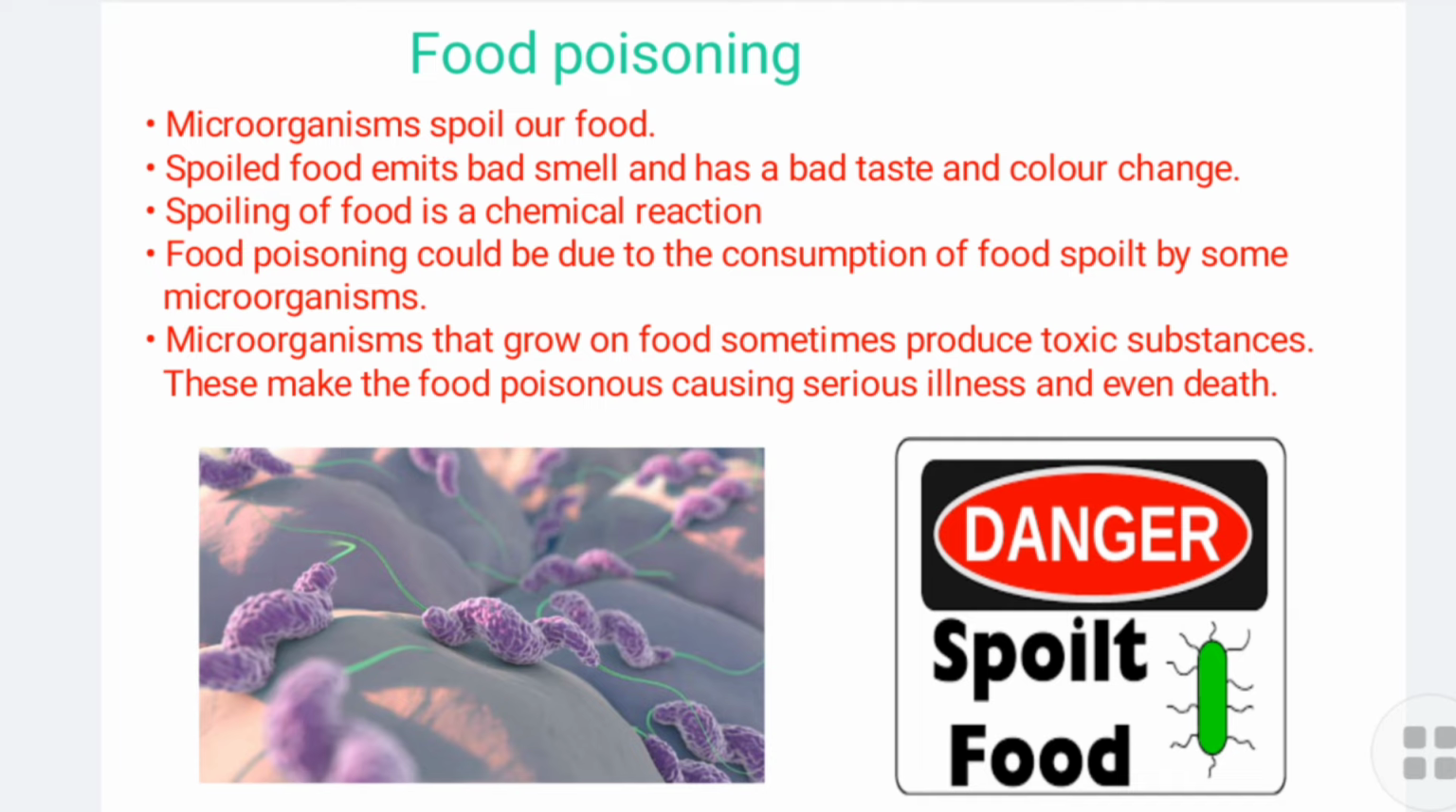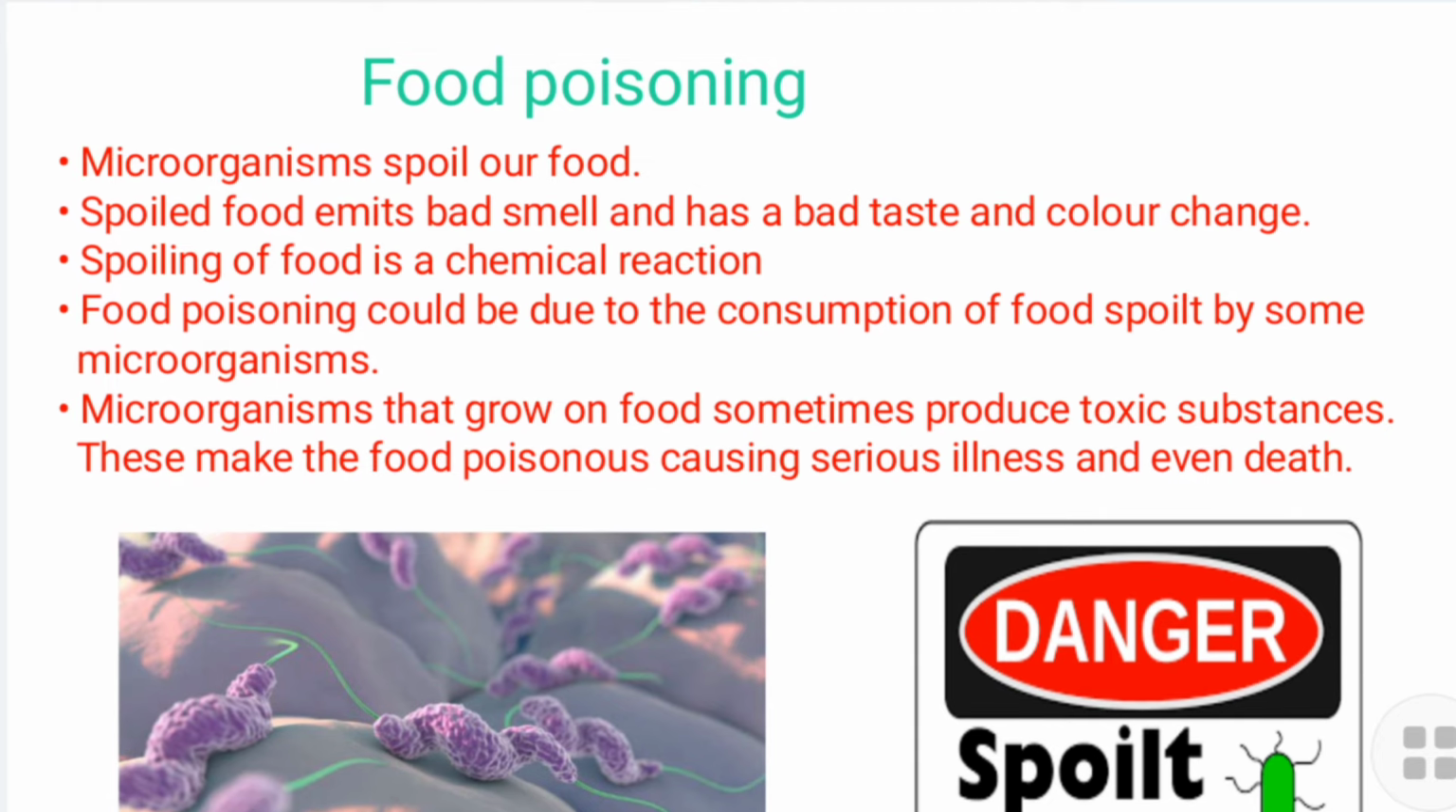When these harmful microorganisms spoil the food items, and when we consume those spoiled food items, then it leads to food poisoning. So what is the meaning of food poisoning? That is, food becomes poisoned. And how does it become poisoned? Due to the growth of harmful microbes. These harmful microbes release toxins, poisons in the food items, and that's why making the food poisonous. And when we consume that poisoned food, it leads to food poisoning. So this is caused by harmful microorganisms. Microorganisms spoil our food items.